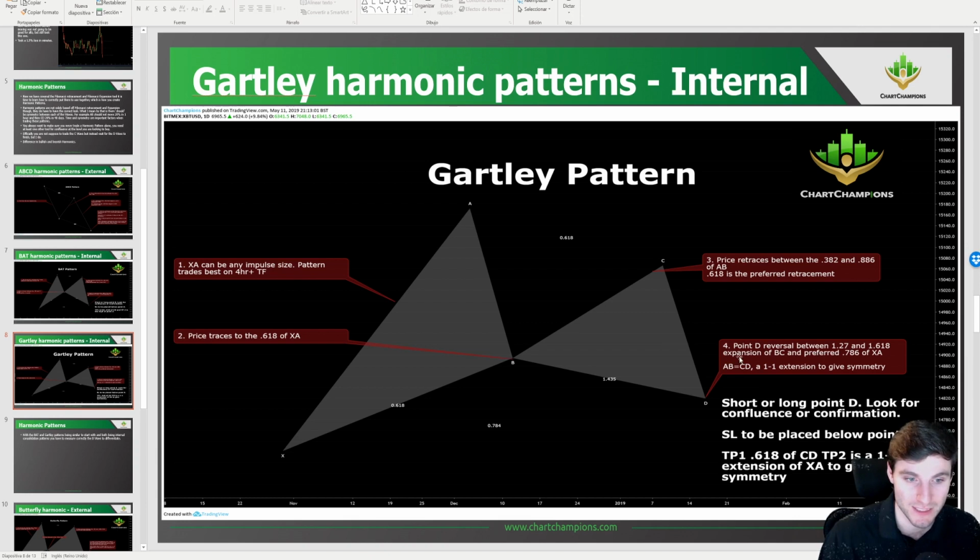So I wrote this here: 786, obviously from X up to A. You're looking for the 786, as you can see here. Well, I've misplaced it slightly, but 786 retracement. Okay, and then also for confluence, from B to C expansion between 1.272 and 1.618.